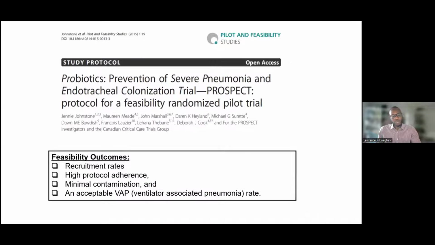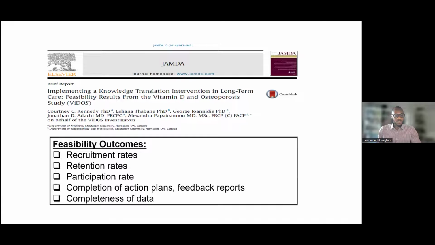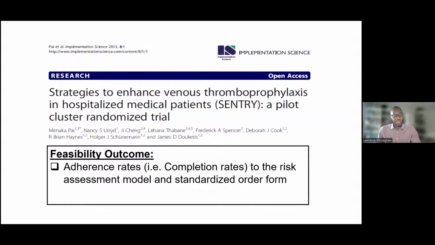This study on probiotics looked at recruitment rates, protocol adherence, the levels of contamination, and aimed to capture an acceptable ventilator-associated pneumonia rate. This study on vitamin D and osteoporosis looked at recruitment rates, retention rates, participation rates, completion of action plans, feedback reports, and completeness of data. And this one here looked at adherence rates, right?